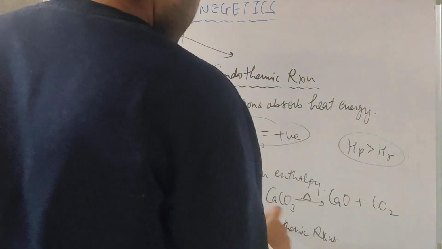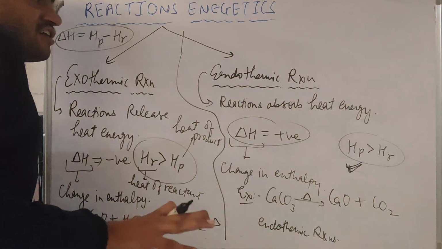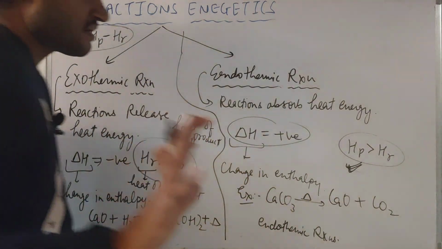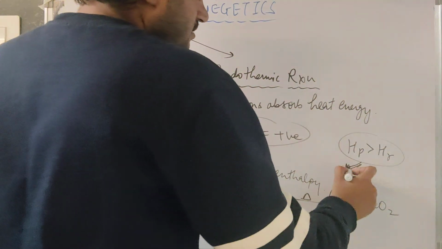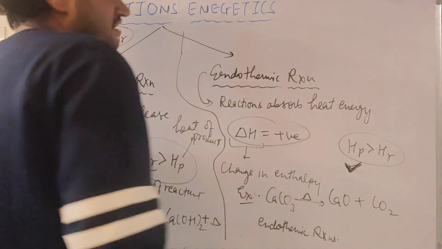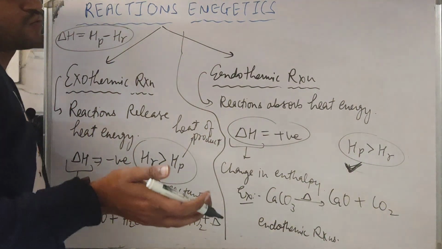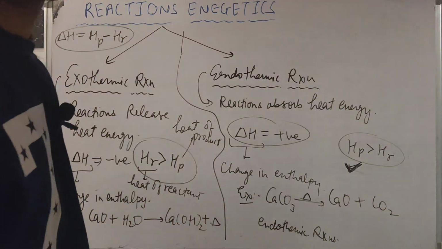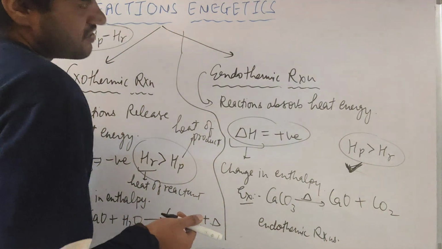So heat energy is absorbed in the reaction where HP is greater than HR. I didn't write the numerical values, which are sometimes hard to remember, but you need not remember them, you just remember the formula. In a question, numerical values may be given, like 430 kilojoule per mole for the reactant and 470 for the product. Then you are asked what the enthalpy change in the reaction is.